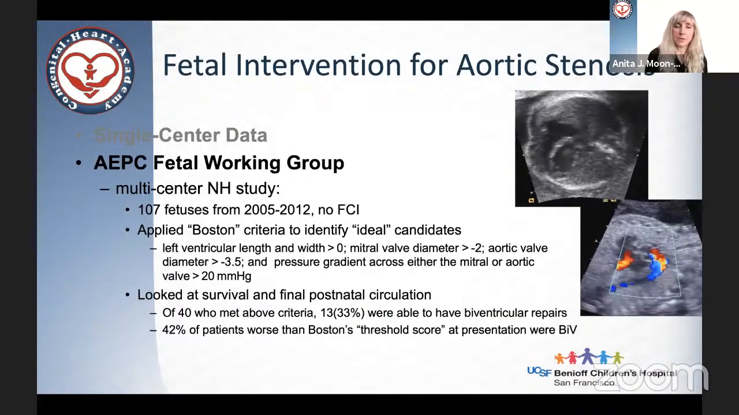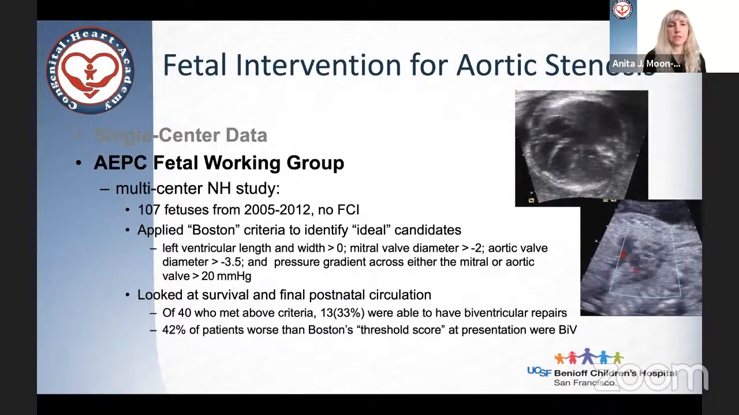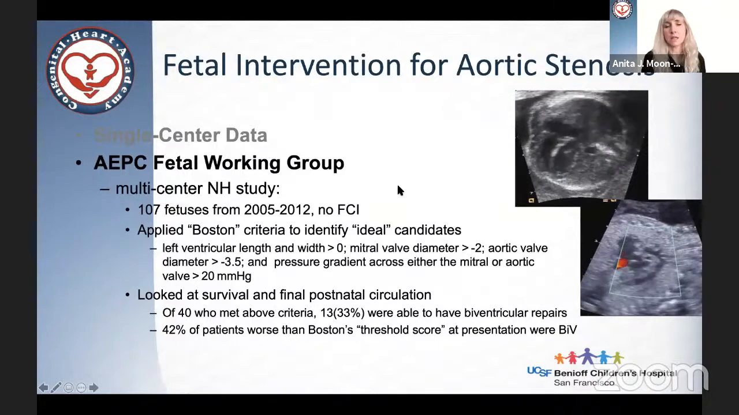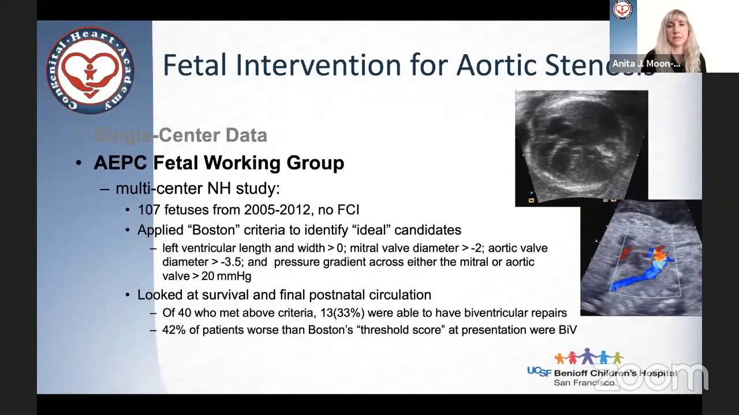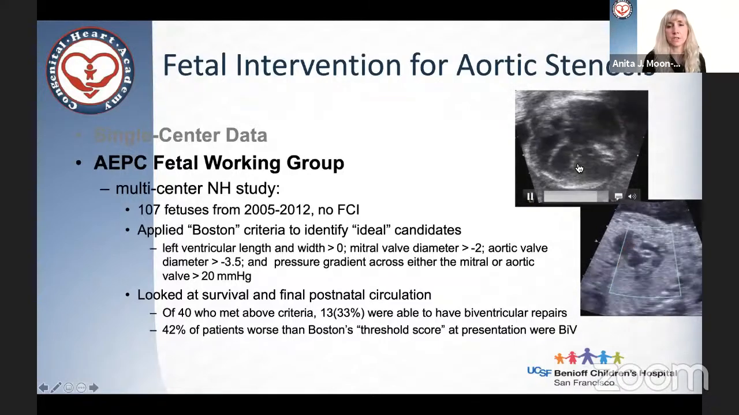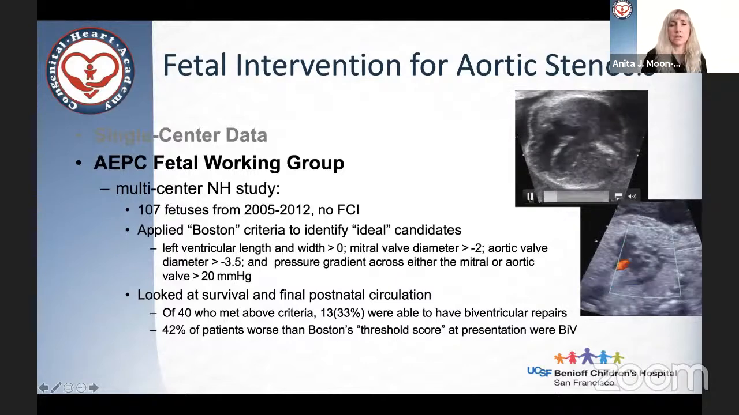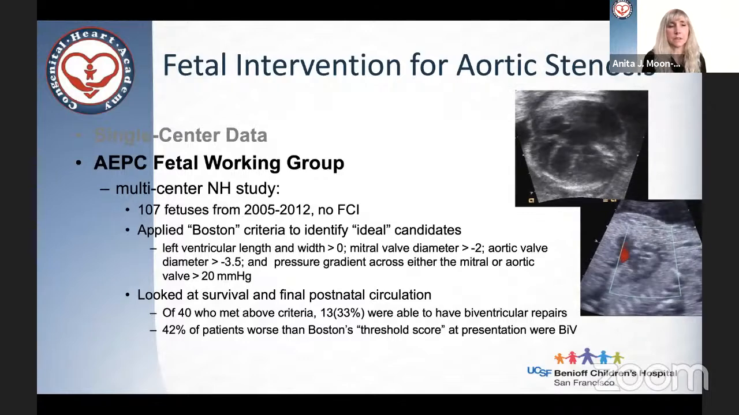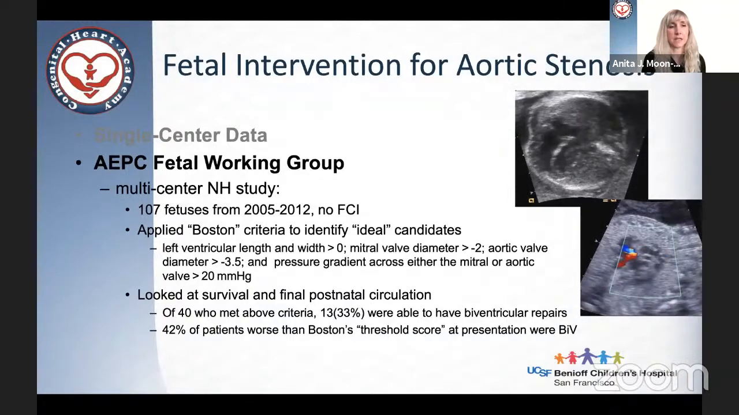So that all seems pretty compelling, but I just wanted to put out there that there is an alternate school of thought that is challenging not the procedure nor the outcomes necessarily, but the case selection and the idea that this poor left ventricular function in mid-gestation always progresses to hypoplastic left heart syndrome. And so this is a paper, a multi-center effort looking at the natural history of mid-gestation aortic stenosis from the AEPC.